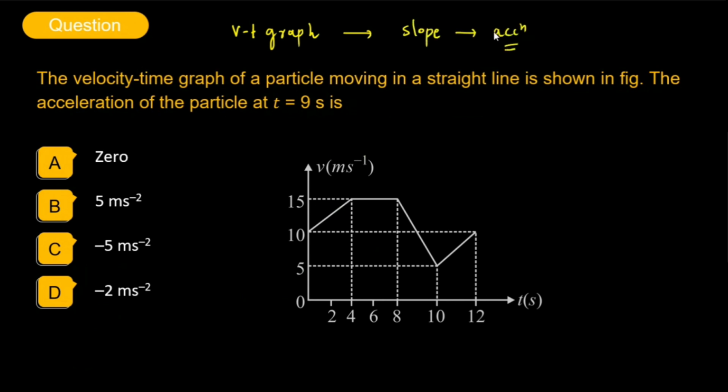So here the acceleration is supposed to be given at this particular point, that is at 9 seconds. So again, just try to find out the slope. Slope means the angle made by this line. So as you can see, this is negative 5. Yeah, exactly correct.